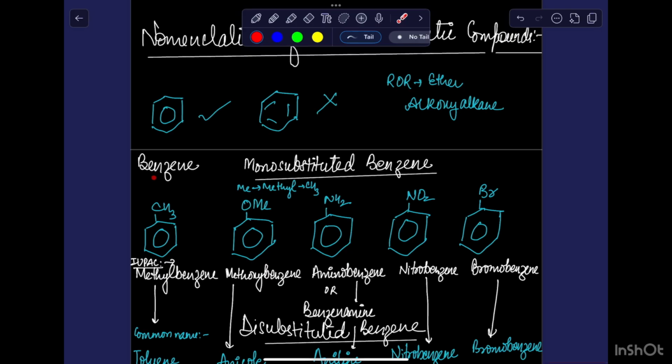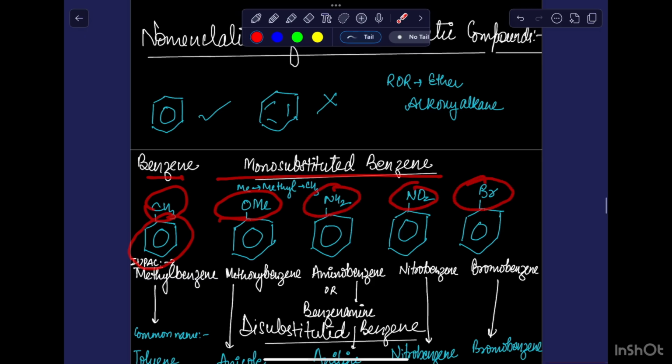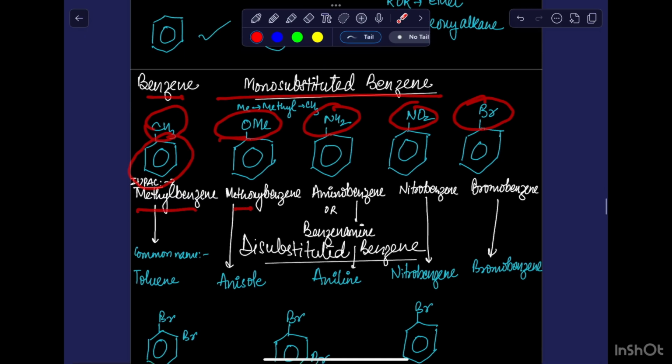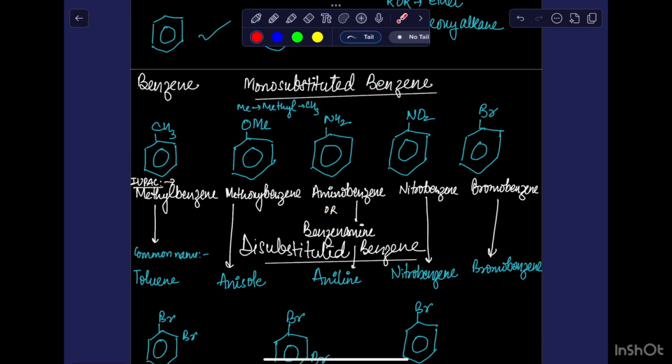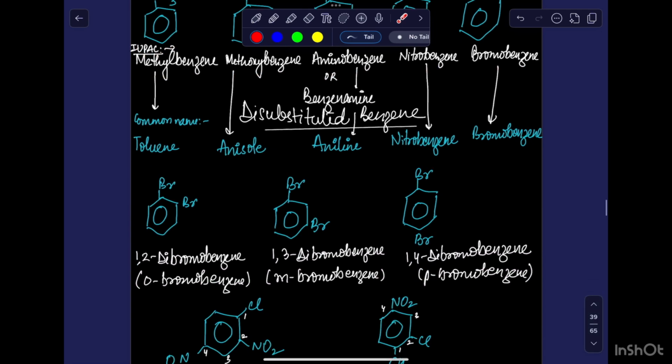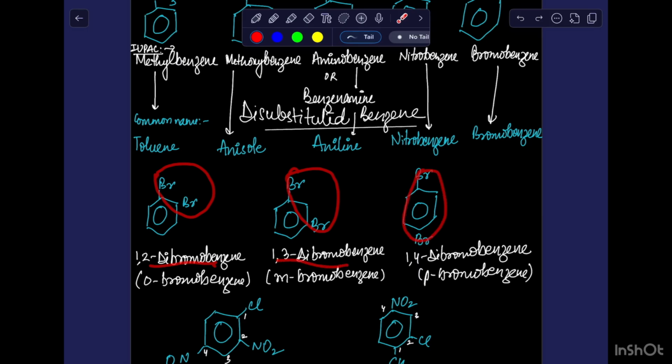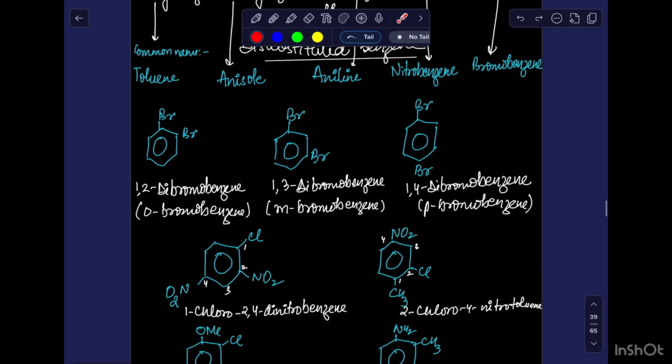When you are drawing a benzene ring, you should make a circle instead of the solid line, because solid lines do not represent resonance. So monosubstituted benzene means one of the hydrogens has been replaced by a group. If it is CH3, we call it toluene. If it is OMe, meaning OCH3, it is methoxybenzene or anisole. In case of disubstituted, two hydrogens are replaced. So in case of di, we can get ortho, meta, and para.